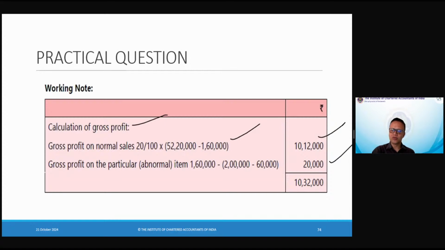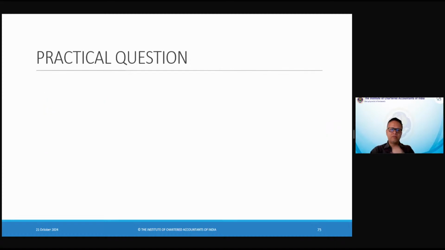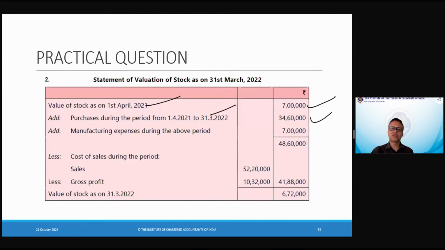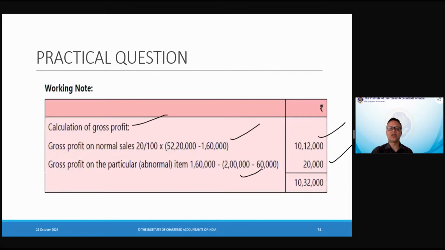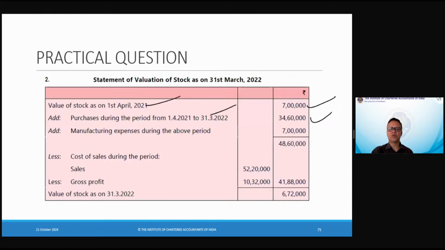So that way you get the total, and then you get 10,32,000. Now what happens is you get the value of stock 7 lakhs, you add purchases, add expenses, less the sales minus gross profit to give you cost of goods sold. So 52 lakh 20 minus 10 lakh 32 will give you 41 lakh 88. So you get the value of stock as 6 lakh 72. So the basis of all this is first your calculation which you made here, and then you're moving around to finding this.